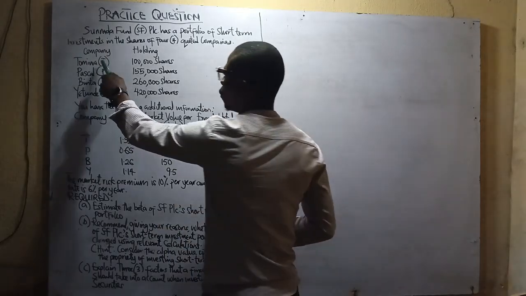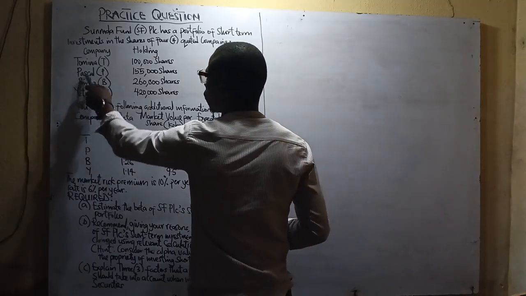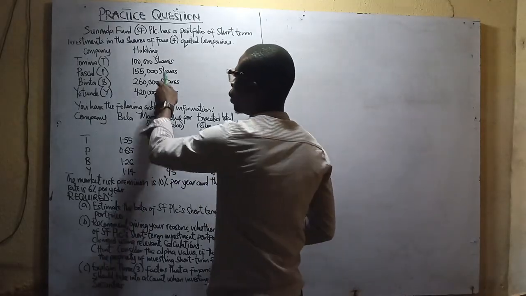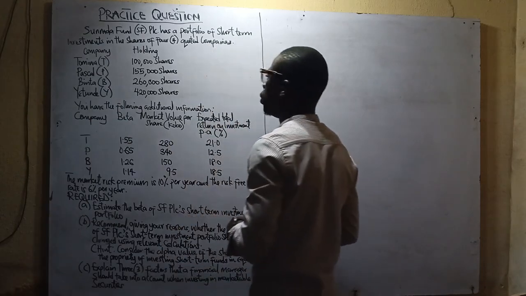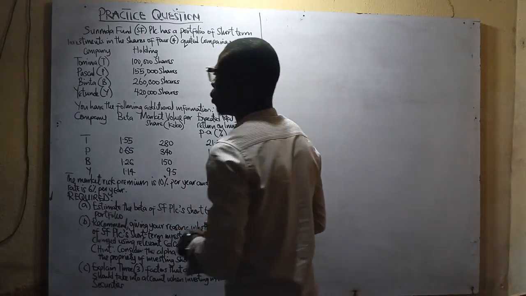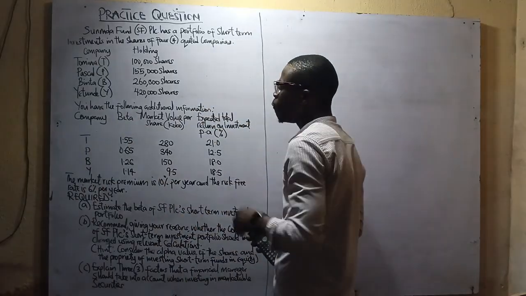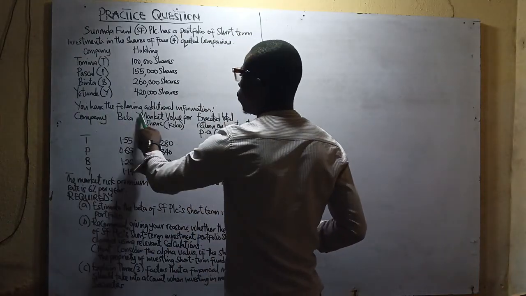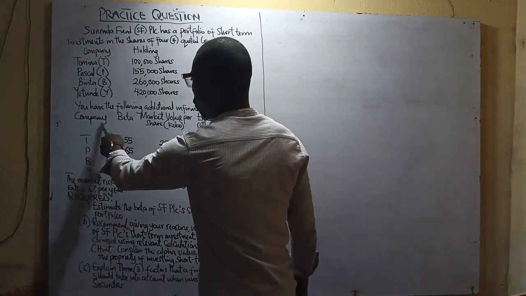Tomiwa, which is T, has 100,000 shares. Pascal, P, has 155,000 shares. Binta, which is B, has 260,000 shares, while Yetunde, Y, has 420,000 shares. You have the following additional information. So they give us the additional information for each company.